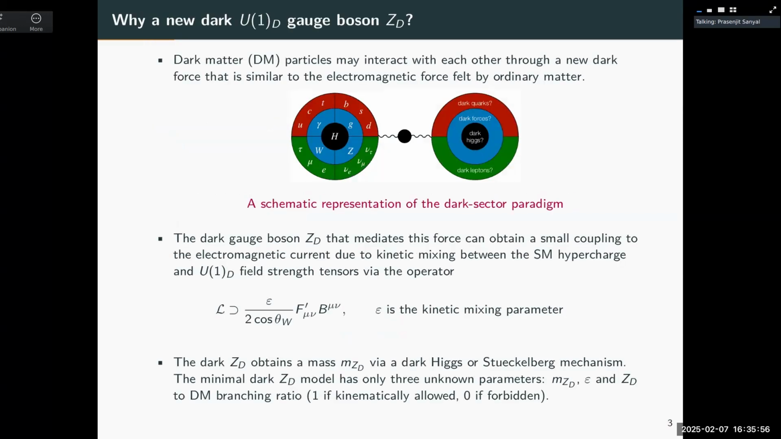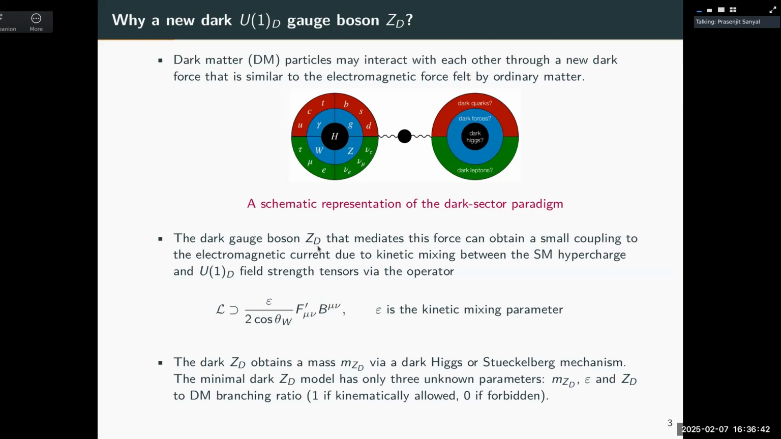The question is why we need an additional dark gauge boson. The very simple answer is that it can be used as a portal, which connects the hidden sector to the visible sector. This is the schematic representation of the dark sector paradigm. On the left-hand side, we have the ordinary matter, and on the right-hand side, we have the dark sector candidates. They can interact or talk to each other through this portal called the dark photon or the dark gauge boson. The dark matter particles within the hidden sector can also interact with each other, just like ordinary matter interacts through the electromagnetic force.